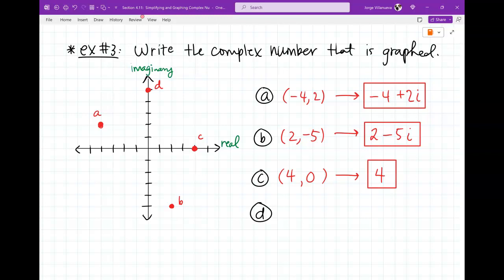And what about D? What is that point? 0, 5, and that translates to 5i. There you go. And this is your homework.